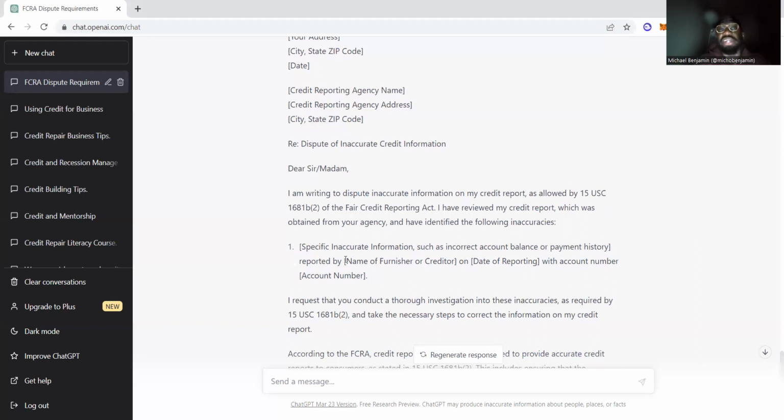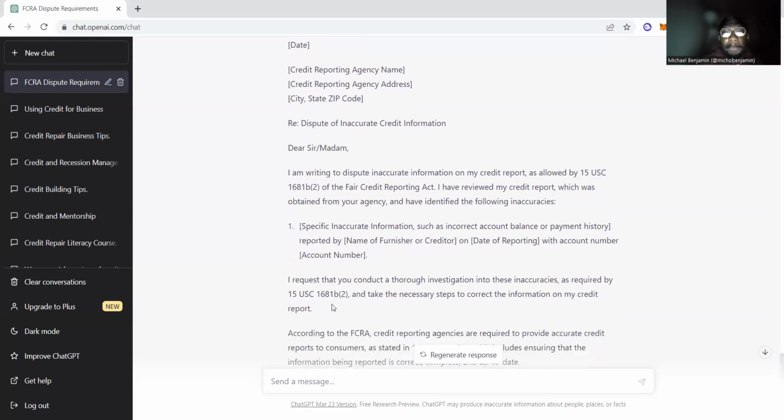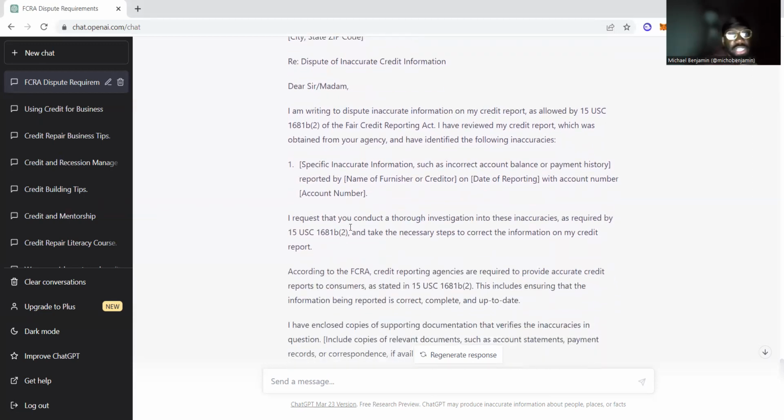So this is why it's important to understand the FCRA on a deep level. I'm able to quote these different laws because I've been studying for a long time. You know what I'm saying? So hopefully y'all take from these videos. I'm not telling you to just copy and paste what you get from ChatGPT. So let's continue judging ChatGPT.